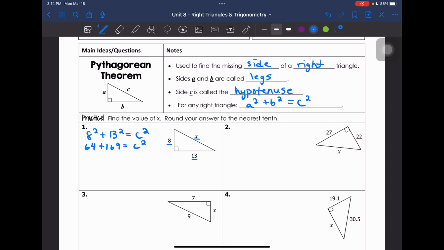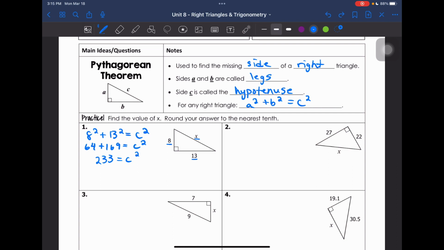And then we still have C squared on the right. 64 plus 169 would give us 233. And we need to know what C is. So we need to solve for C or get it by itself. The way we can do that is by canceling out this squared. And if we think about, when we see 2x equals 10, we divide because 2 and x are being multiplied and division is the opposite of multiplication.